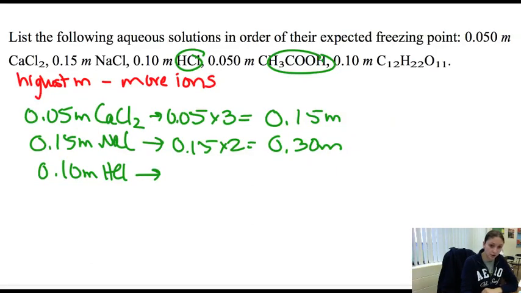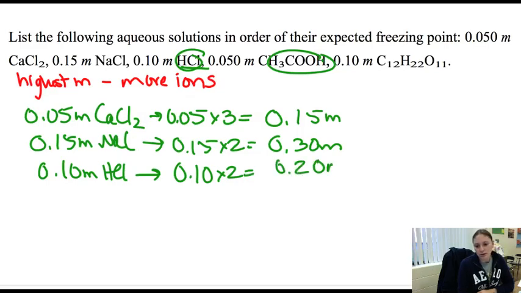So you may not know this yet, but we're going to learn it right now in the next chapter as well. HCl is actually a strong acid, so it's going to totally break apart just like an ionic bond, so you have 0.10 times 2. And again, I would not expect you to know that right now. This is kind of like integrating the next chapter here.